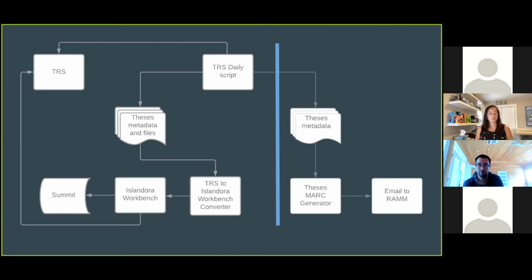In this diagram, ignore everything to the right of the blue line. That's a separate parallel workflow. And the reason I include it here is that the TRS daily script does two things. It runs daily, like at midnight or 11 p.m., and it dumps out a variety of data for two different workflows.